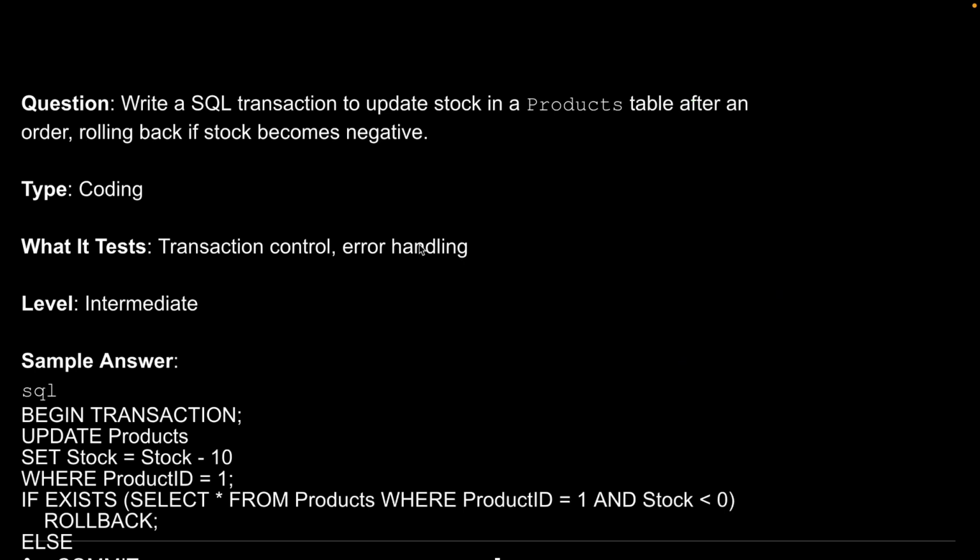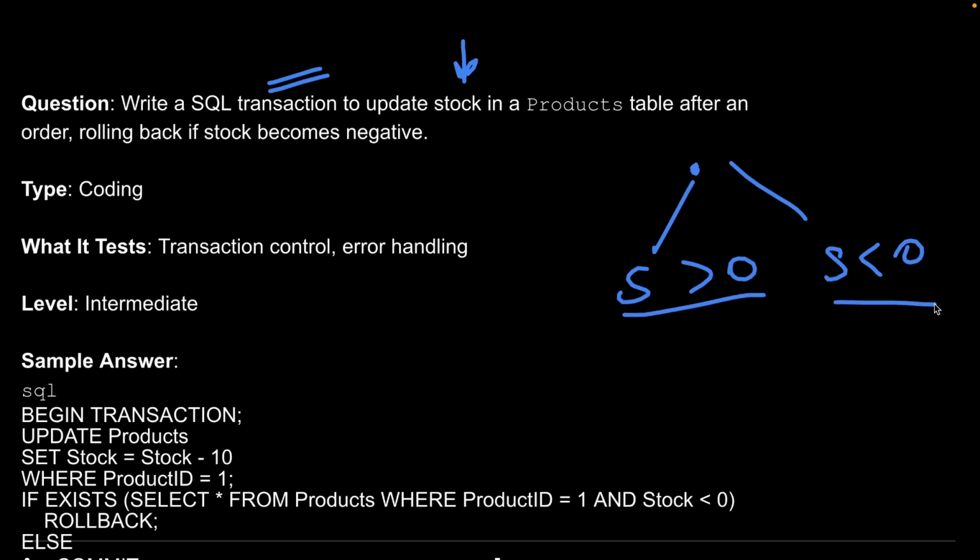So the next question is: write a SQL transaction to update stock in a product table after an order, and roll back if the stock becomes negative. You have to write a transaction to update the stock, and here is the if condition: if the stock is greater than 0, or if the stock is smaller than 0. These are the two cases. It says roll back if the stock becomes negative, and if it is not negative, then commit the changes.